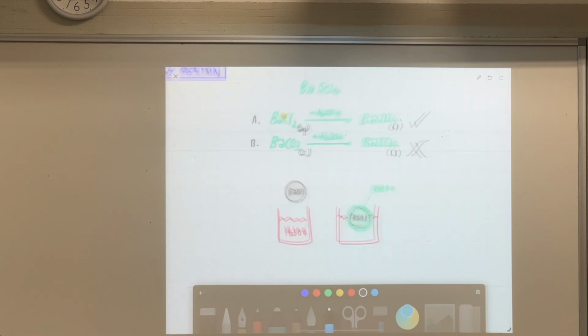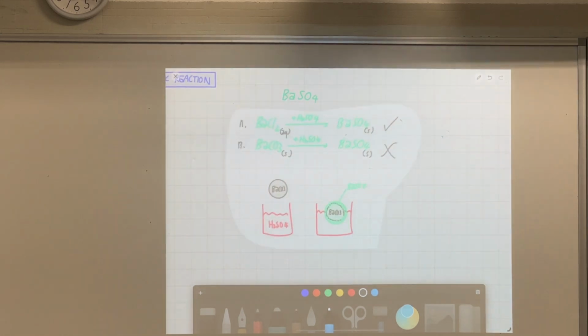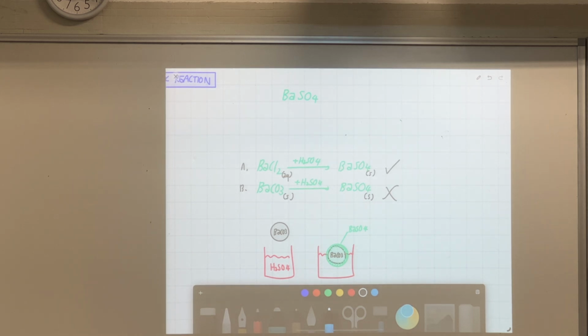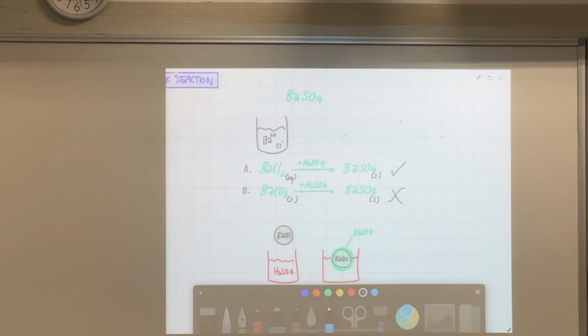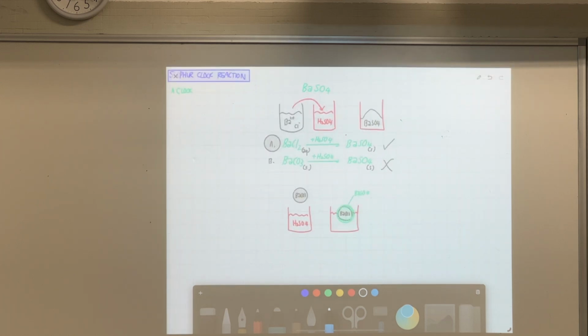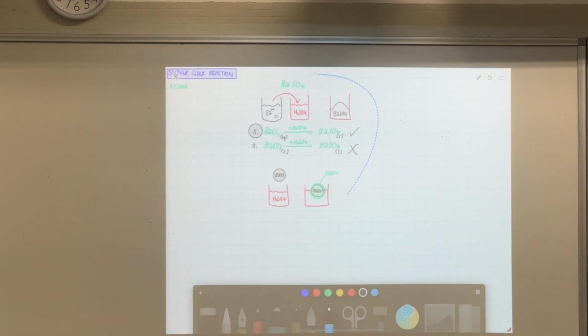But the first one has no such problem. Why is that? That's because barium chloride is soluble. So this is BaCl2. That means you have Ba2+ and Cl- already. So when you pour it into sulfuric acid, it will just form a lot of barium sulfate at the bottom. So you will have BaSO4. There's nothing that blocks the reactant from reacting further. So this is why A is the answer. Really tricky question here.